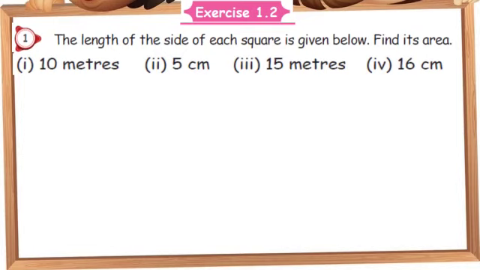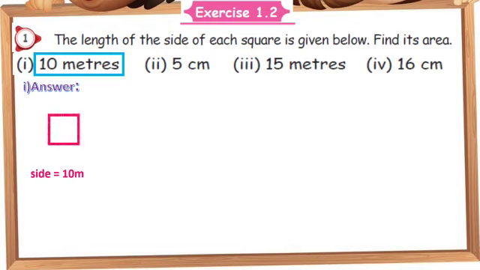Exercise 1.2. First sum. The length of the side of each square is given below. Find its area. So from this sum onwards we are going to find the area. First one is 10 meters, isn't it? So start doing that. Answer. So side is equal to 10 meter. So draw one rough diagram of square and mark it as 10 meter in all those sides as usual.